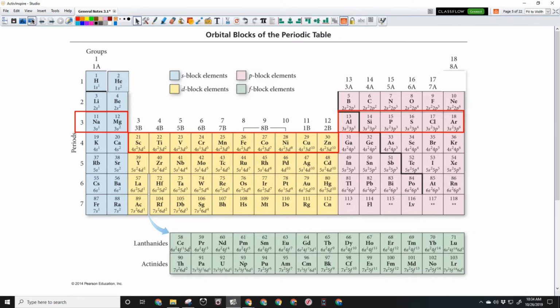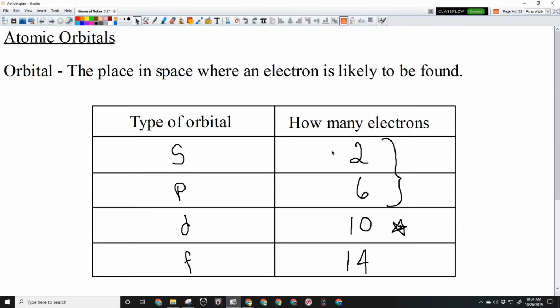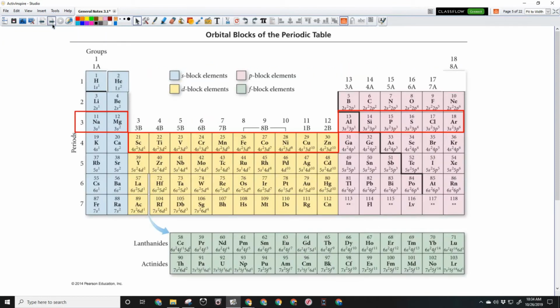Okay, so if we go back, let's review just a little bit. S orbitals can hold 2 electrons, P orbitals 6 electrons, D orbitals 10 and F 14. So if we go back and look, S orbital, 2 electrons, there's 2 columns here, 1 and 2. Okay, and then your P, 6, there's 6 columns here, 1, 2, 3, 4, 5, 6. Same thing with the D, there's 10: 1, 2, 3, 4, 5, 6, 7, 8, 9, and 10.